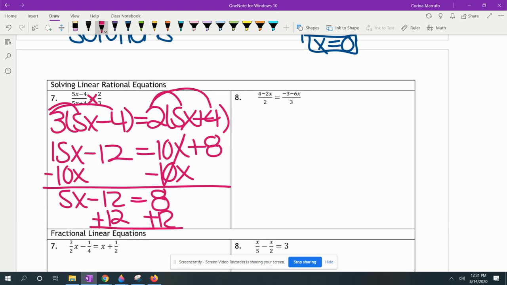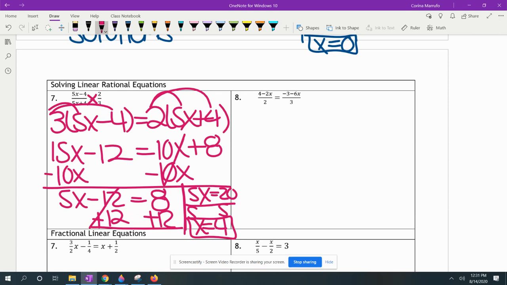I'm running out of room here. This cancels out, and all we're left with is, I'm going to write it here, 5x. 8 plus 12 is equal to 20. And then our last step to solve for x is to divide by 5. So x is equal to 4.